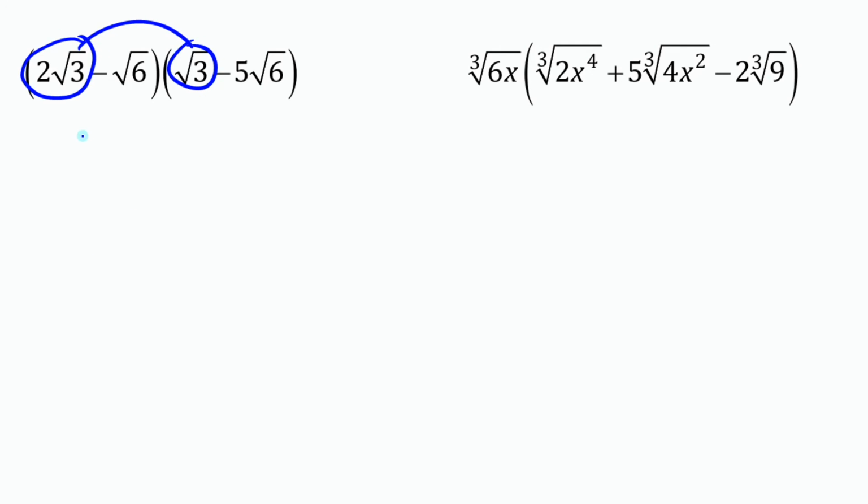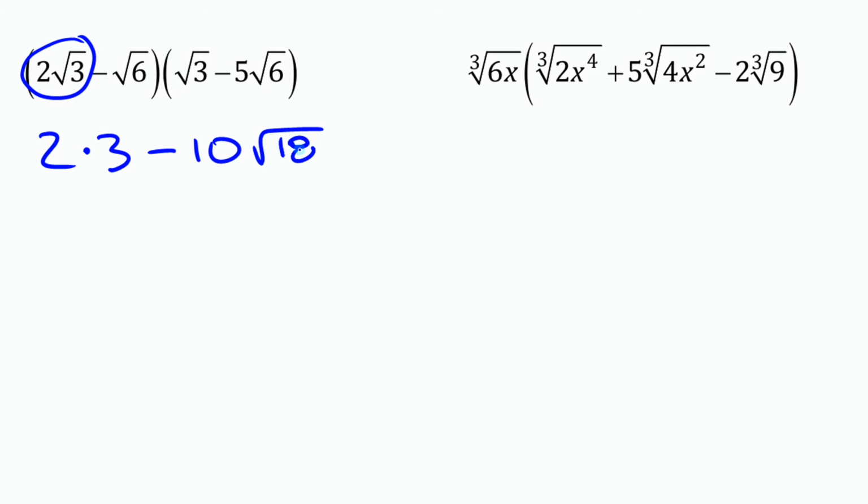2 root 3 times root 3. That's something we had up above. 2 is 2 times root 9, or in other words, 2 times 3. We're going to do that one times the second one here. 2 root 3 times minus 5 root 6 is minus 10 root 18. And then we need to do this second one in this first binomial times this, root 6 times root 3. That gives us minus root 18.